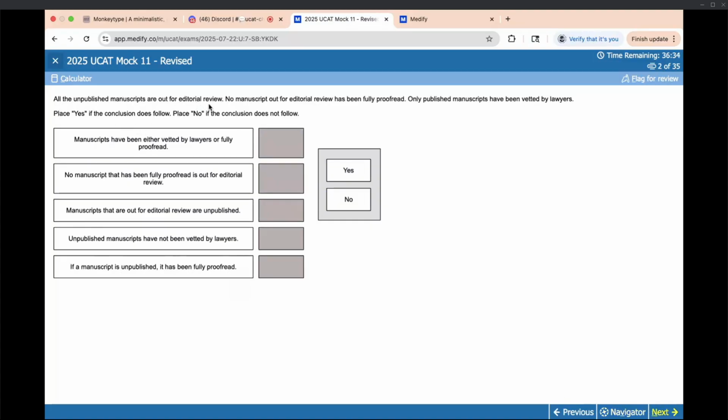All the unpublished manuscripts that Alpha Neuro and Shadow has are fully proofed, only vetted by lawyers. So manuscripts have been either, no, it can be unpublished as well. So no, so this yes. Out for review are, it could be one or more. So no, this doesn't hold. Invented. Yes. If a manuscript is unpublished, no.